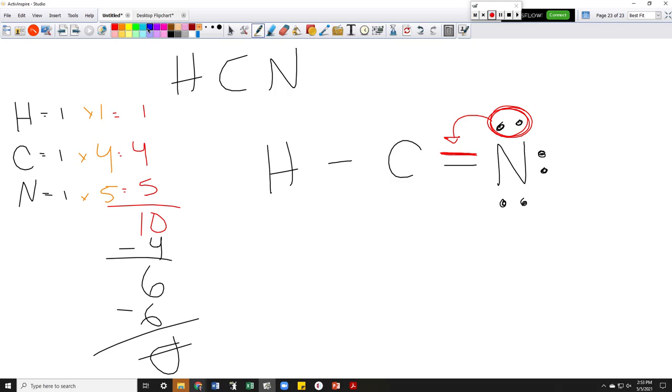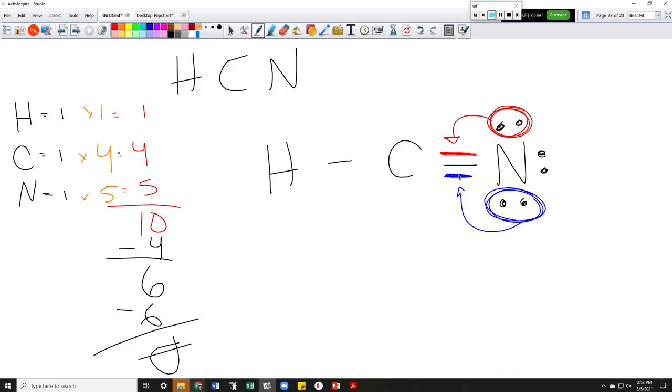Now, what do I do with the bottom 2? I'm going to take these, and I'm going to move them there and turn it into a triple bond. Now, someone tell me why I had to move them to get to 8. So now let's recount. Does nitrogen still have its 8? Yes. It's the 2 pairs and the 3 bonds.